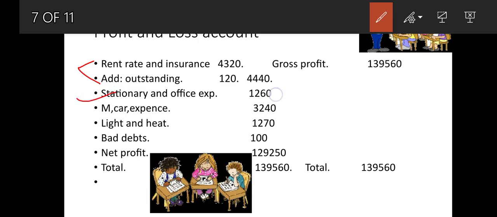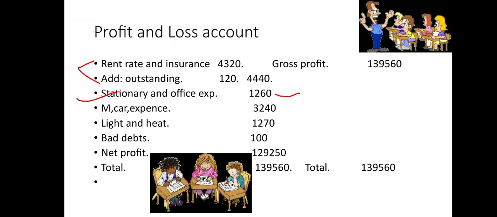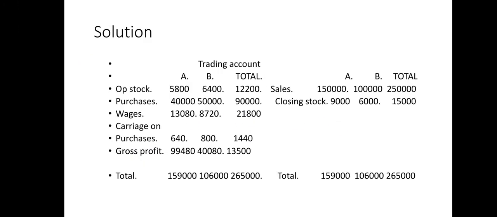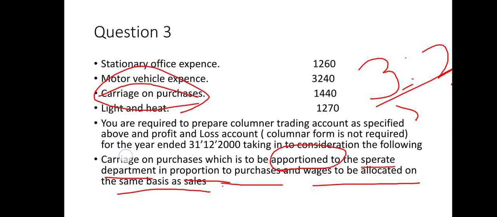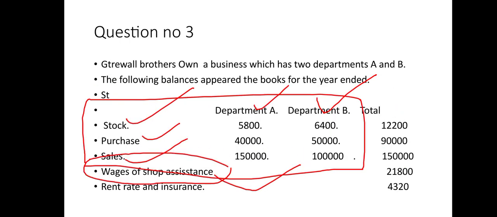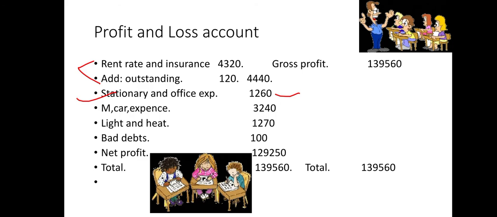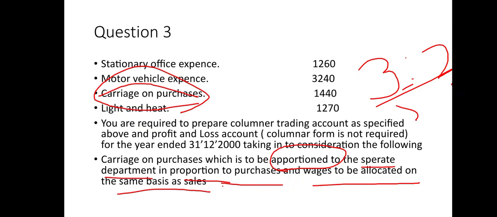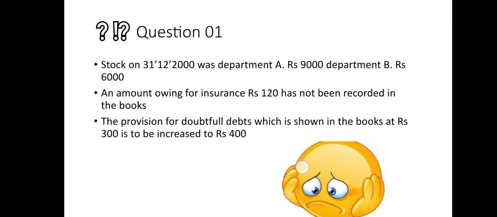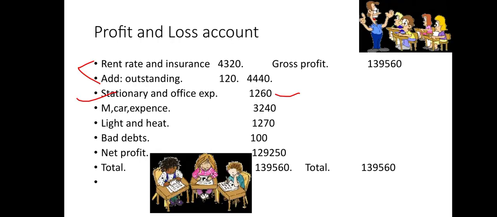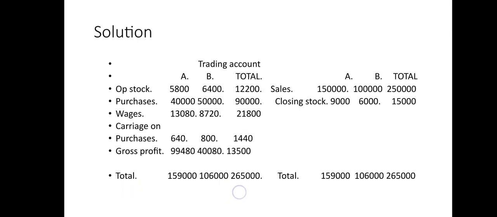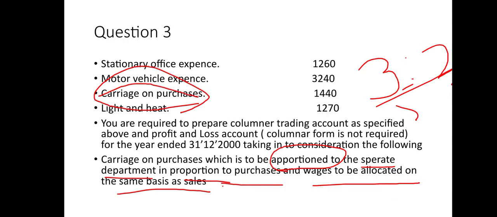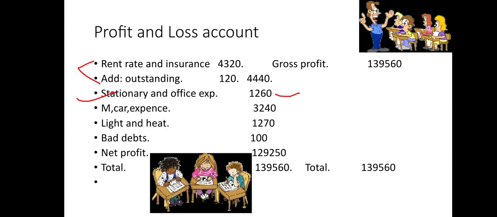It's 1,260, where I'm taking this expense from the question. Rent, rate and insurance 4,320, outstanding from adjustment. Next we will move toward the question. You can see stationery 1,260 and motor vehicle 3,240. So stationery 1,260 and motor vehicle 3,240. Again, if I move towards the question, I can find light and heat 1,270. So light and heat 1,270.